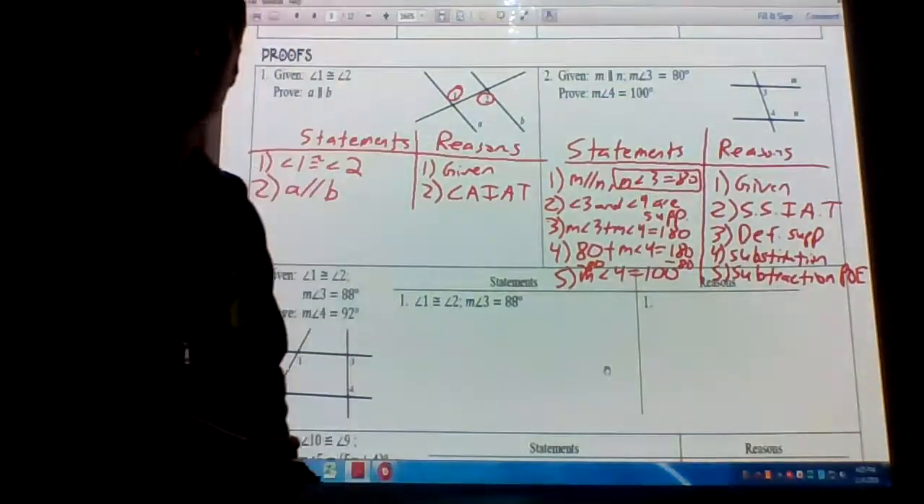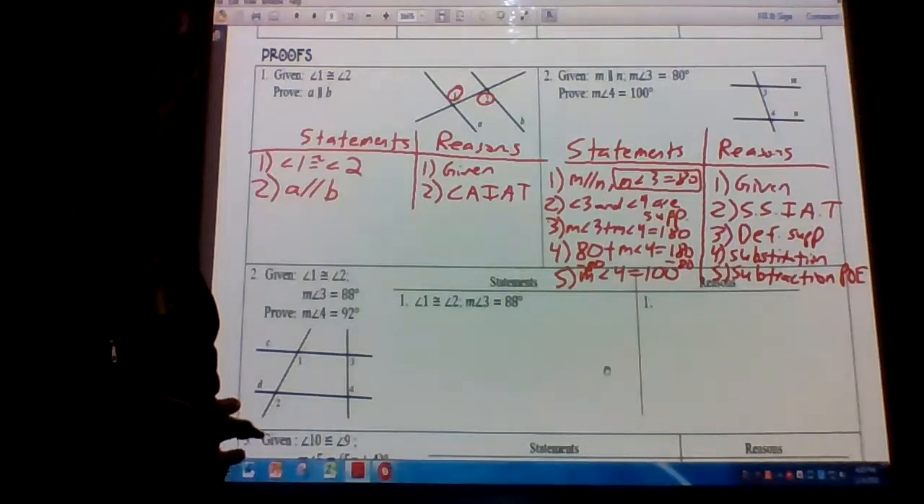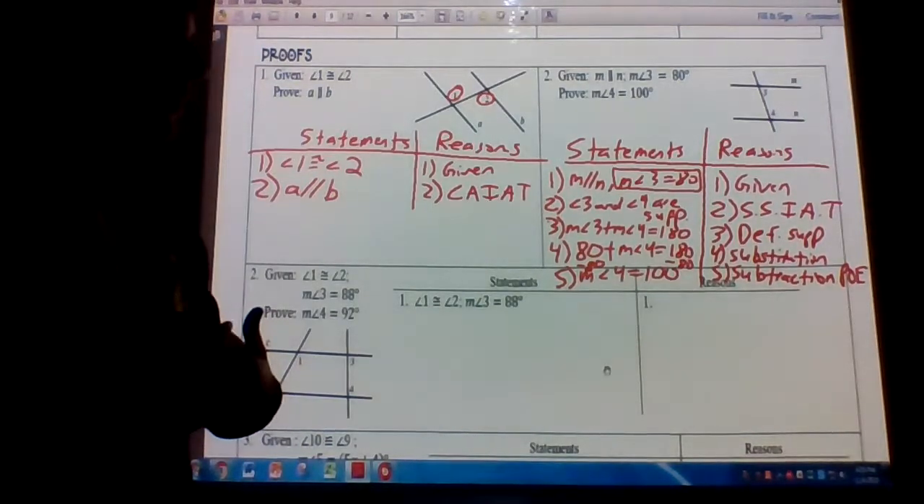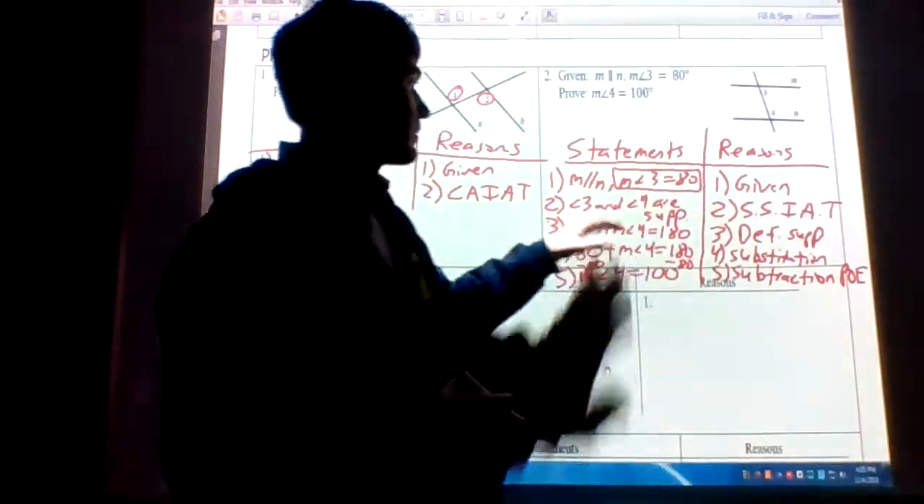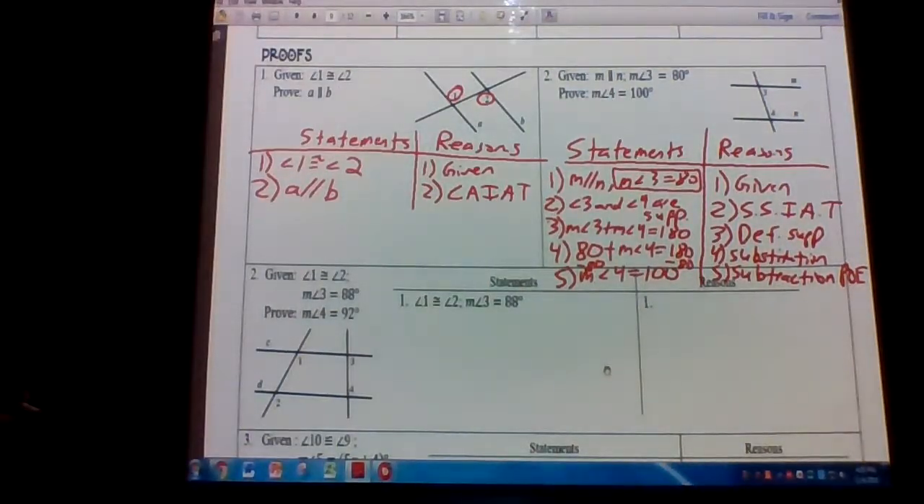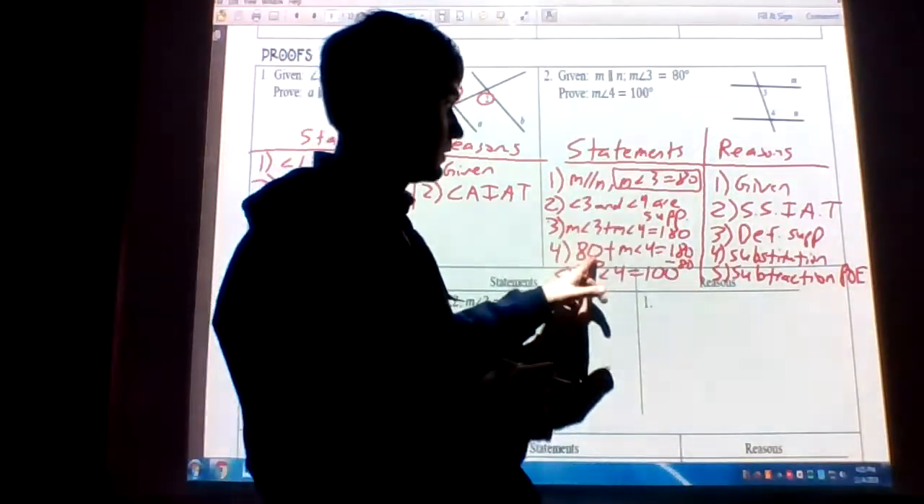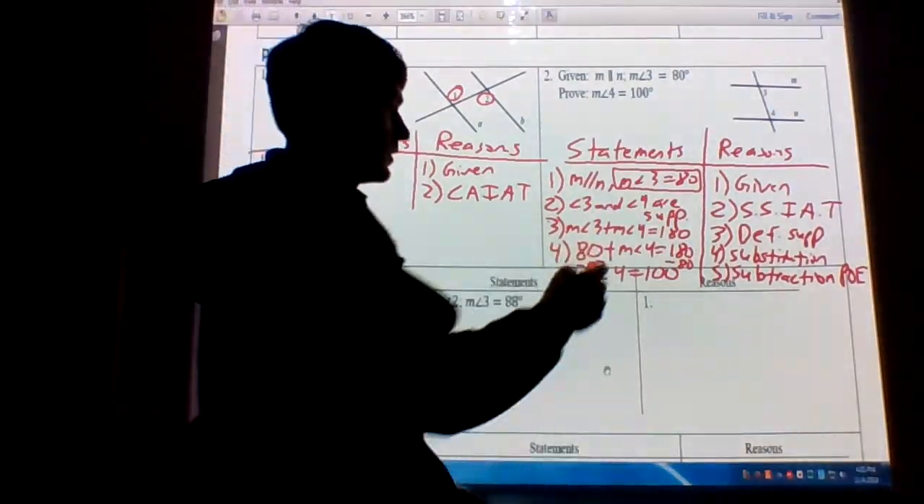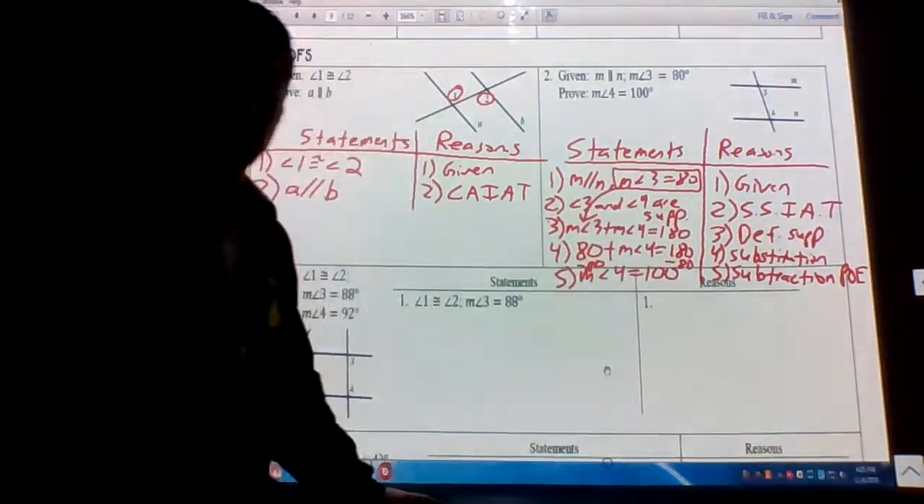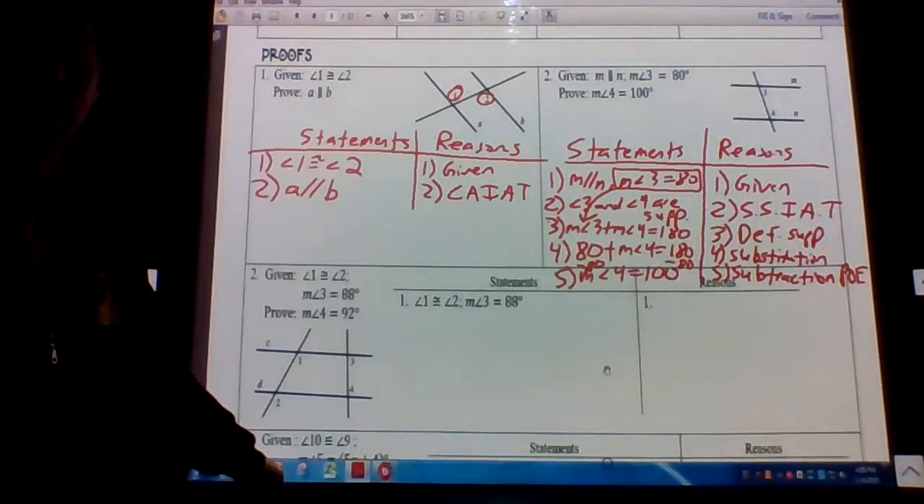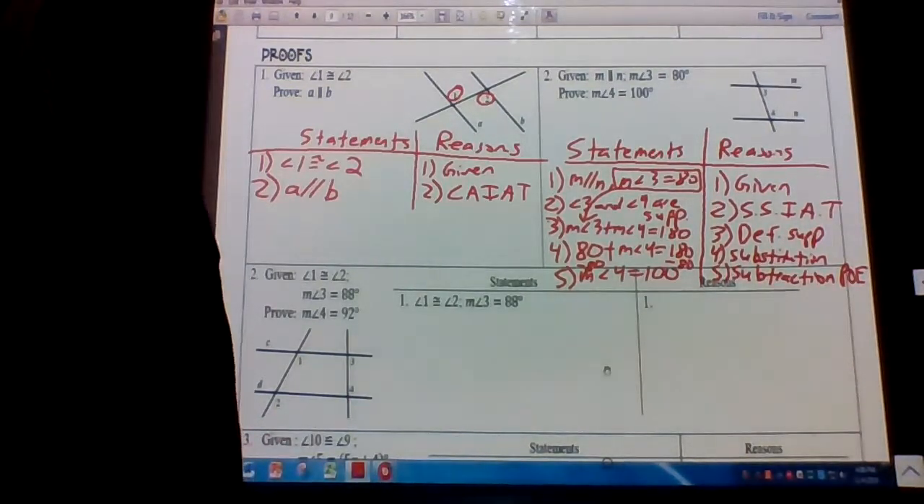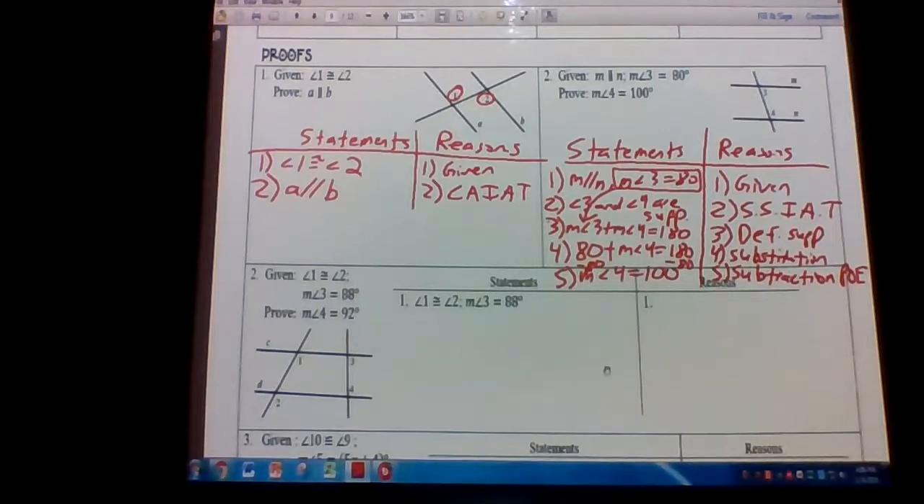So we're going to use the same side interior angle theorem to tell us that angle 3 and angle 4 are supplementary. Then we can use the definition of supplementary to say that the measure of angle 3 plus the measure of angle 4 equals 180. And we can then substitute in the measure of angle 3, which is 80. Okay, we can replace this. And then we subtract 80 from both sides, and that's our subtraction property of equality. Go to the next one.